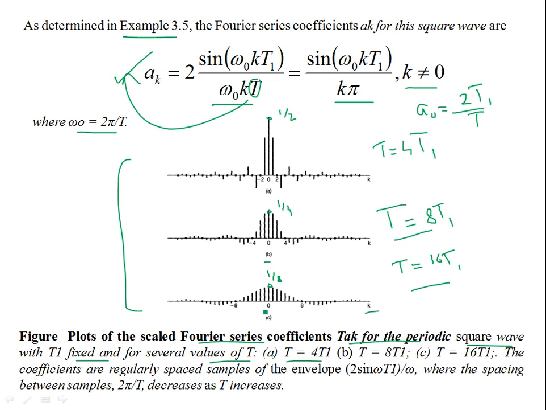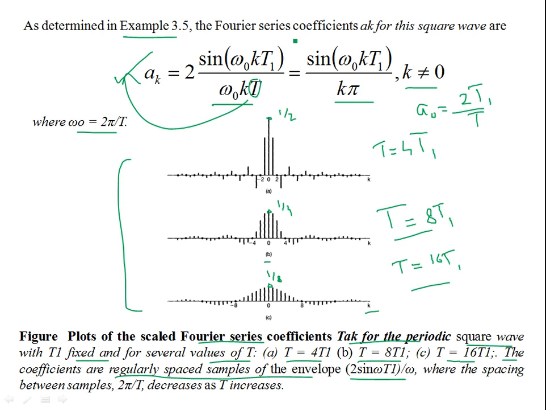In figures B and C, for part B this is 8 times T1, and for part C this is 16T1. The coefficients are regularly spaced samples of the envelope. Which envelope? That is 2 sine omega T1 by omega, this envelope.